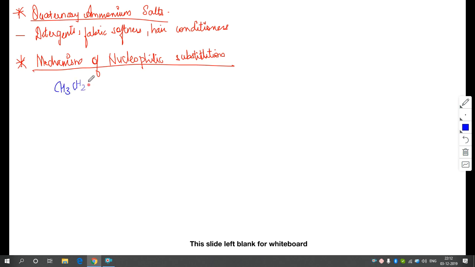CH3CH2Br plus 2NH3 giving me CH3CH2NH2 plus NH4Br. Now what is this? We have bromoethane, we have ammonia, we have ethylamine. Ethylamine comes under which amine group? That's the first degree, isn't it? Primary amine group, right? So this is a simple primary amine group.